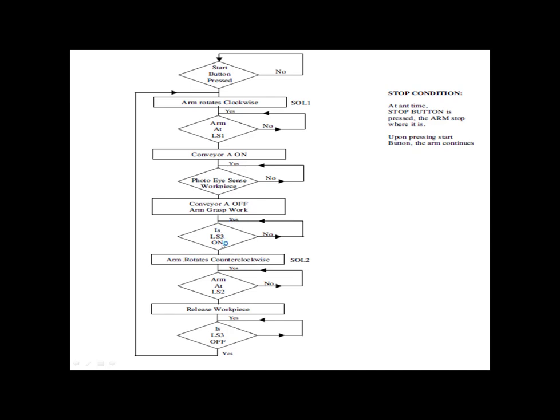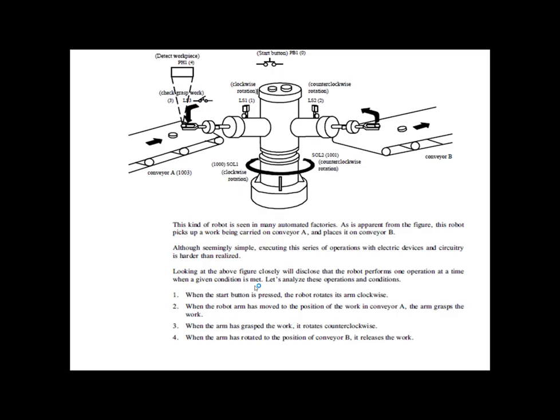So once LS3 is on and this condition is true, we will move on to the next step, and here we will turn on solenoid valve 2. That is for the counterclockwise direction rotation, and it keeps rotating counterclockwise until it reaches the position of conveyor B. How will you detect that? There is a limit switch, as we studied before, LS2.